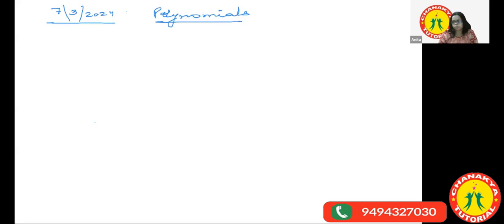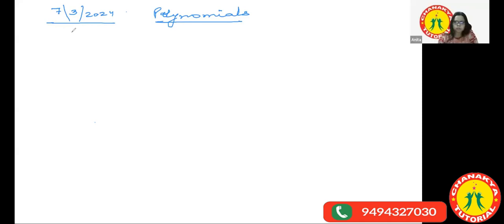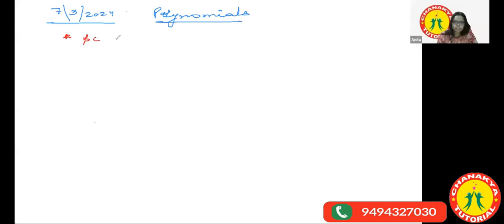So, these are the questions. Ma'am, the 4u square plus 8u question, like the roots. Which one? 8u square plus 4u. See, the polynomial was given as a function of u only, and it was 8u square plus 4u, right? Yes, ma'am.